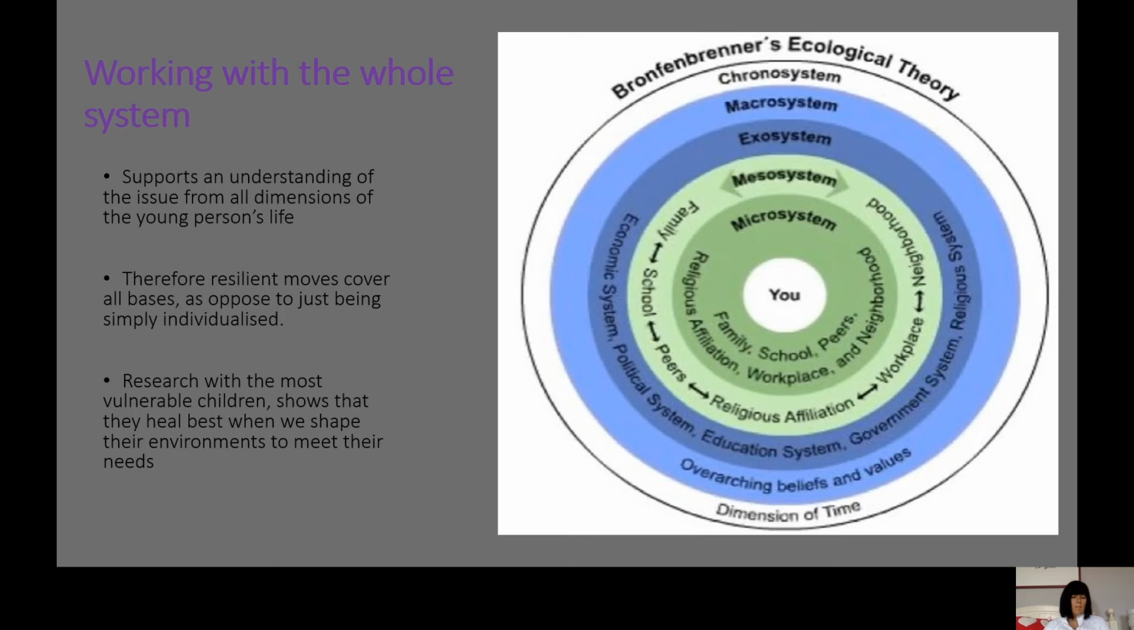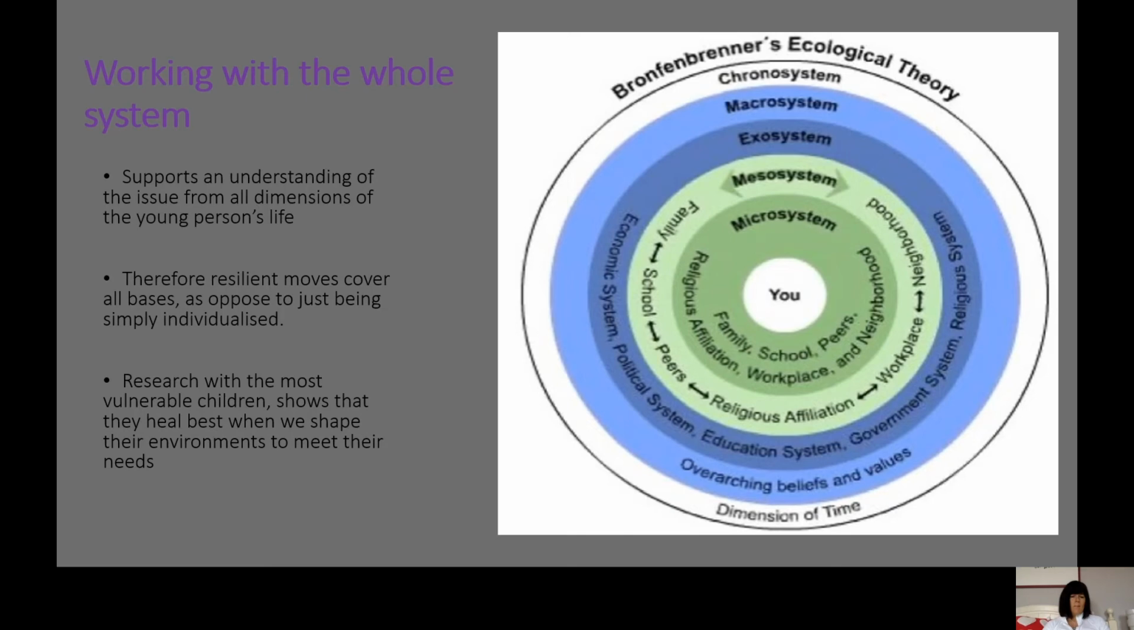Then you've got the exosystem, which is like people and places that have an indirect impact on the child's life. So for example, this could be mum's job. The child might not be coming into direct contact with the people at mum's work, but mum's work is having an indirect impact on the child's life and their experience. Then you've got the macrosystem. So this is like the government, the education system, the political system, cultural values, etc.